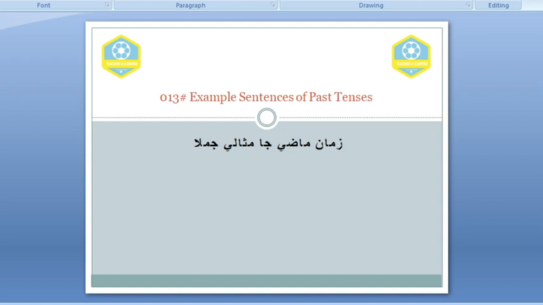Of past tenses. Why past tenses? Because past tense has been divided in four categories and more than four categories. Okay, I'll be telling you what are the more than four categories.